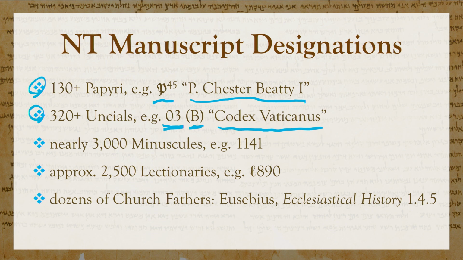Then, after these two, we have nearly 3,000 minuscules. So it just dwarfs in comparison everything that came before it. 130 papyri, 320 uncials, 3,000 minuscules. And then after that, we have 2,500 lectionaries, and then we have dozens of church fathers that we can quote from. And you can see when you refer to a minuscule, what you do is you just cite the number. For the uncials, you have the 0 out front, and then for the lectionaries, you have this cursive L. And that tells you that it's a lectionary.